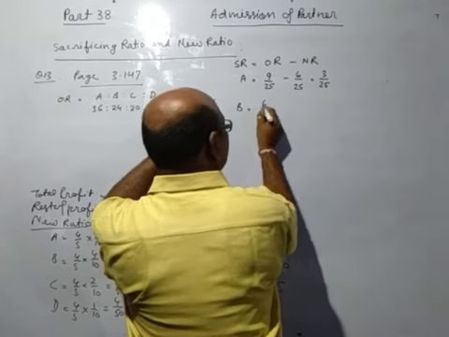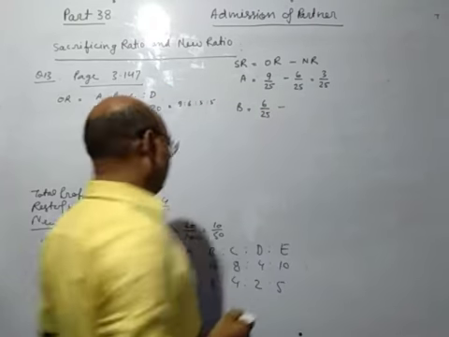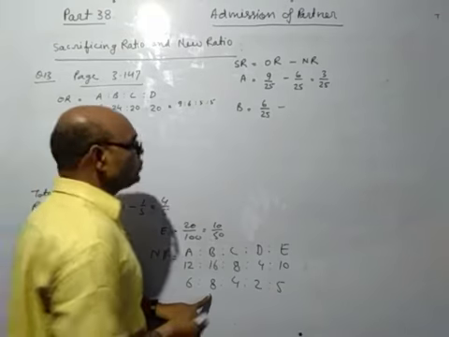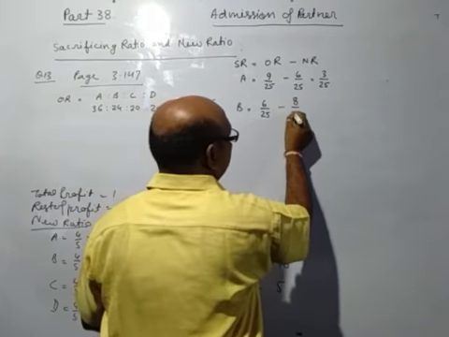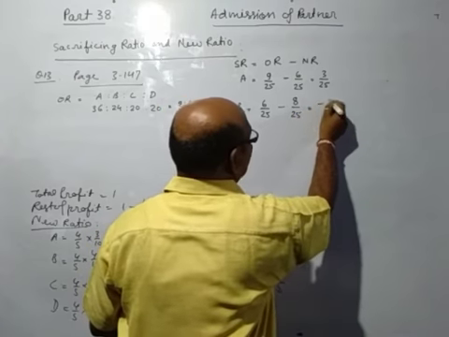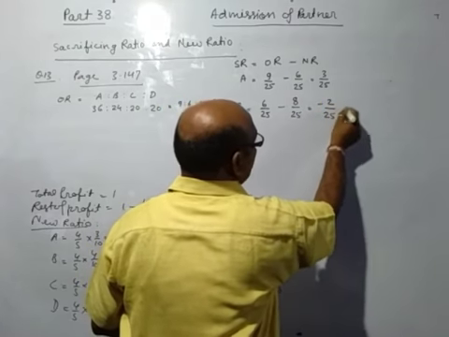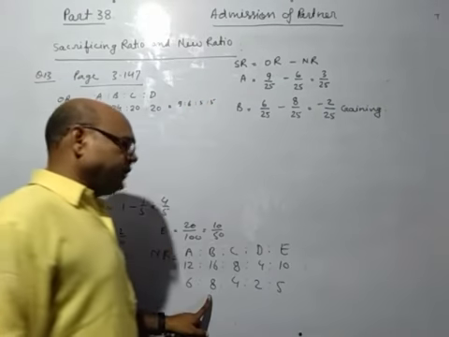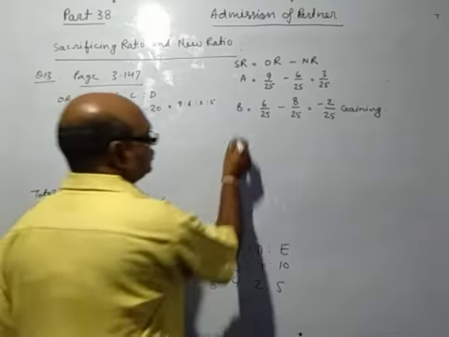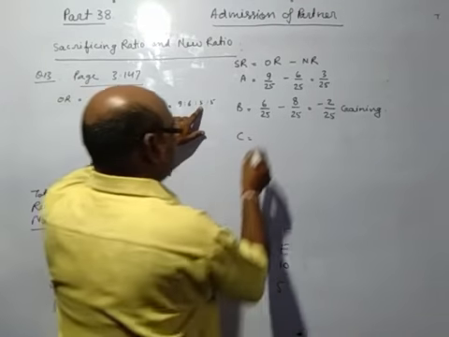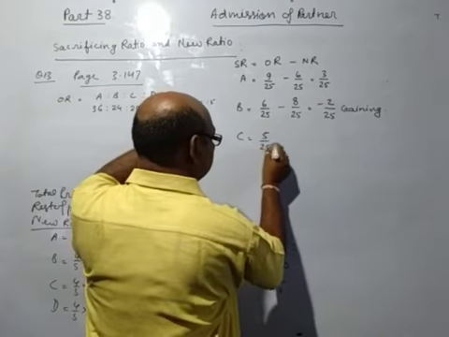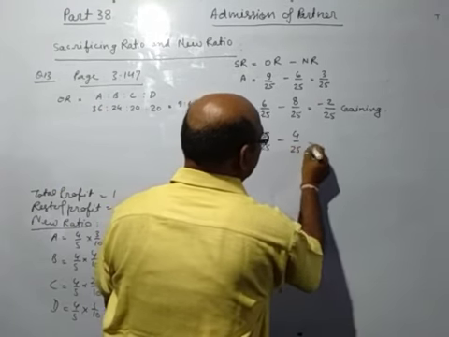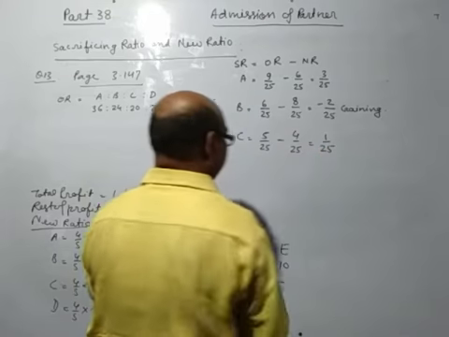B old ratio 6 by 25 and new ratio 8 by 25. So here has come minus 2 by 25. So it is gaining. B is here gaining. Now C old ratio 5 by 25 and new ratio 4 by 25. So this is 1 by 25.